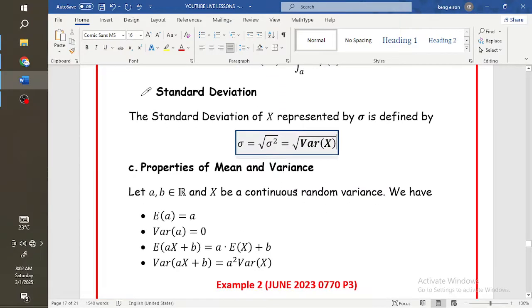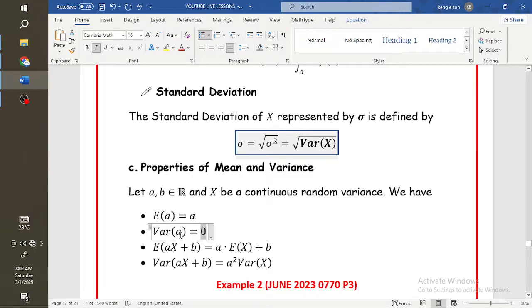Now let us look at the properties of mean and variance before we go to an exercise from June 2023, pure maths with statistics paper 3. So I'm going to consider two constants, and then I have my random variable x, which is a continuous random variable. The first property is that the mean of a constant is always that constant. So for example, the mean of 5 is 5, the mean of 8 is 8. Now the variance of a constant is equal to 0.